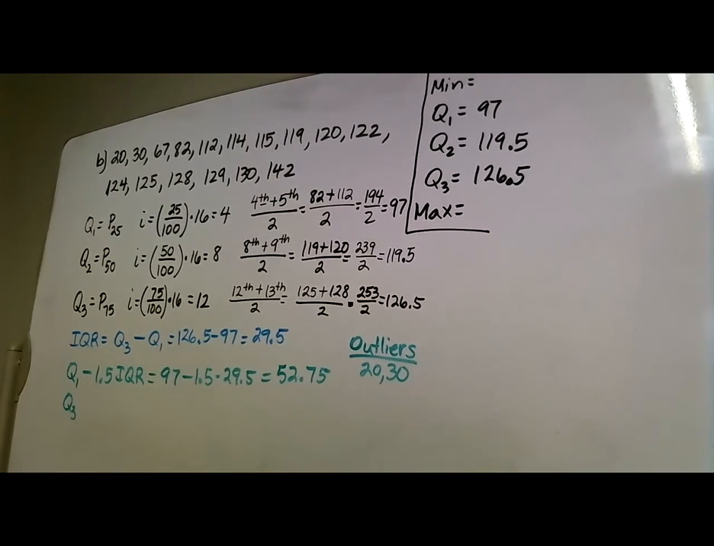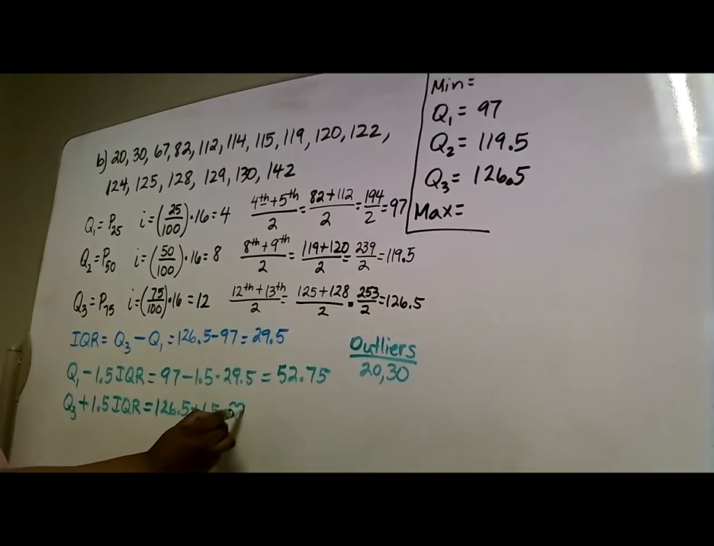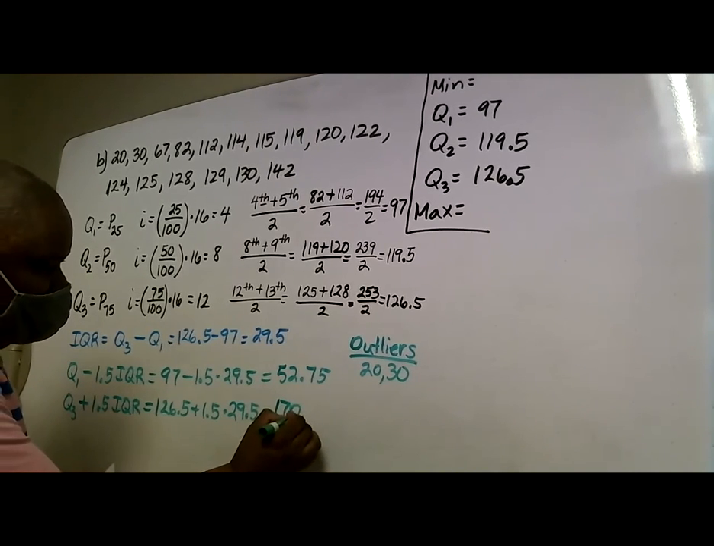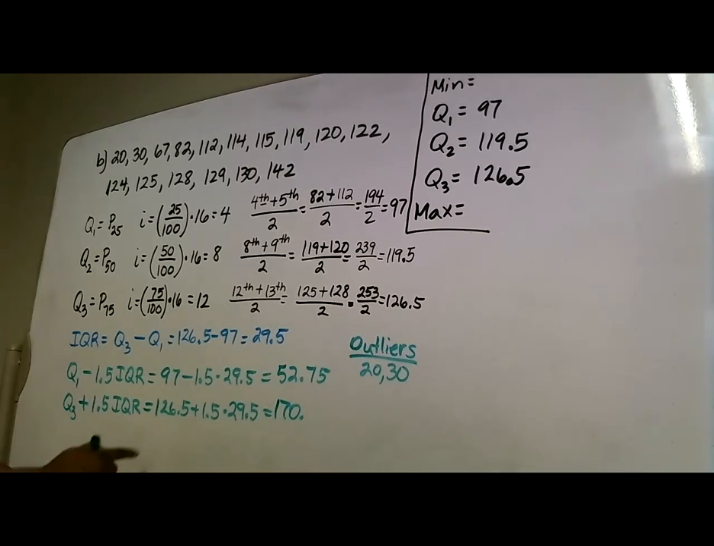And now, for the unusually high numbers, we do Q3 plus 1.5 times the interquartile range. And in this case, our Q3 was 126.5 plus 1.5 times the interquartile range of 29.5. How much? Is it 70.75?